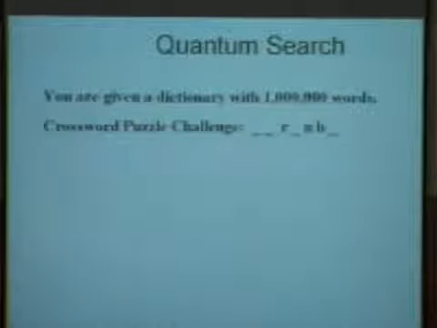The problem is this: you are given a dictionary with 1,000,000 words, and there is this crossword puzzle to be solved. If you were given this database on a classical computer, you would be very, very hard pressed to write a program that took less than 500,000 steps. That's because the database is just not sorted according to the 3rd, 5th, and 6th letters of the words.